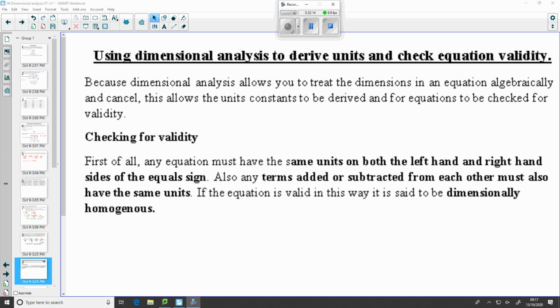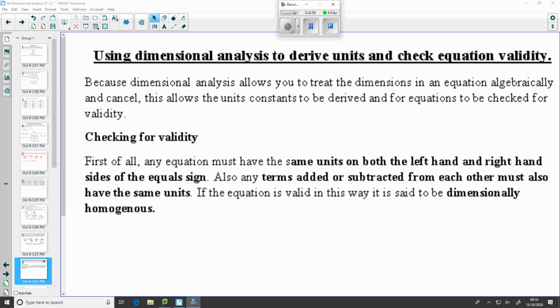First of all, we said right up the front that you can't add items of different dimensions. You can't add length and area together. You can only add length and length, or an area to an area. So any equation that you've got must have the same units on both the left hand and the right hand side, because you can't say nuts is equal to bolts or hours are equal to meters. You can only say hours are equal to hours, or a time dimension is equal to time.